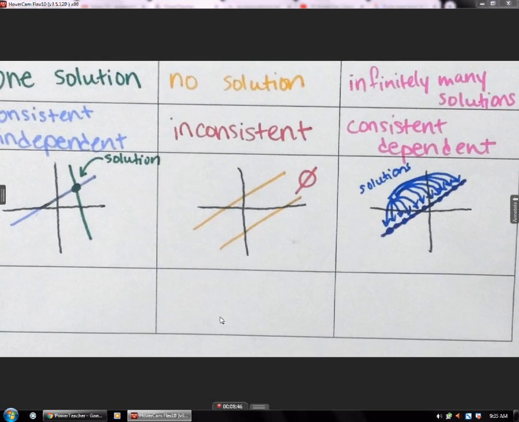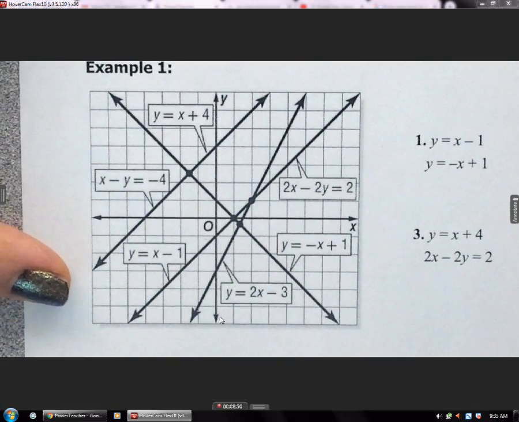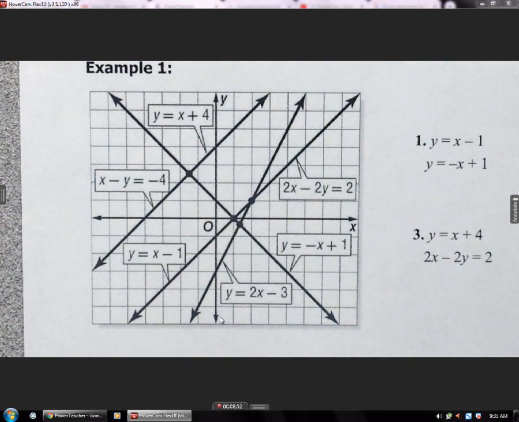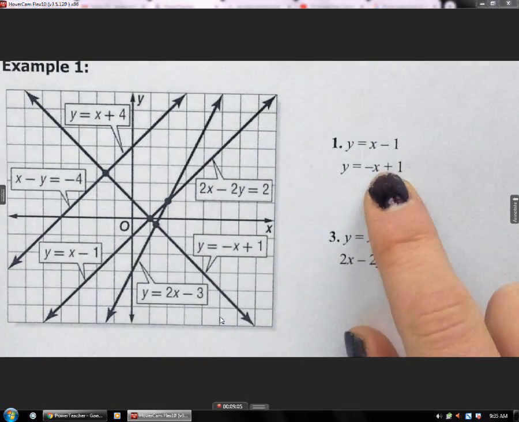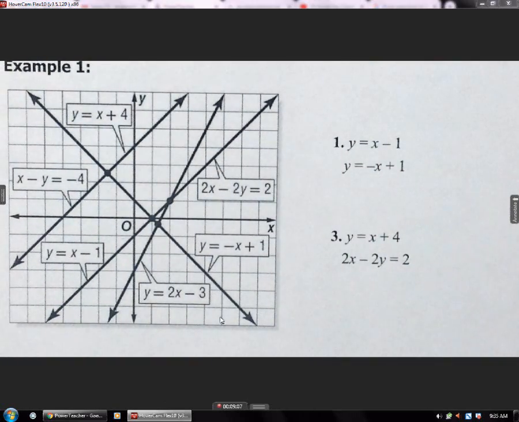All right. If you've got colors, now's a good time to get your colors out because we have a lot going on in this graph right here. On your homework, it's going to ask you to identify what type of system this is or how many solutions it has. So if I have these two lines, I'm going to pick 2 colors. I'm going to do yellow and green first.